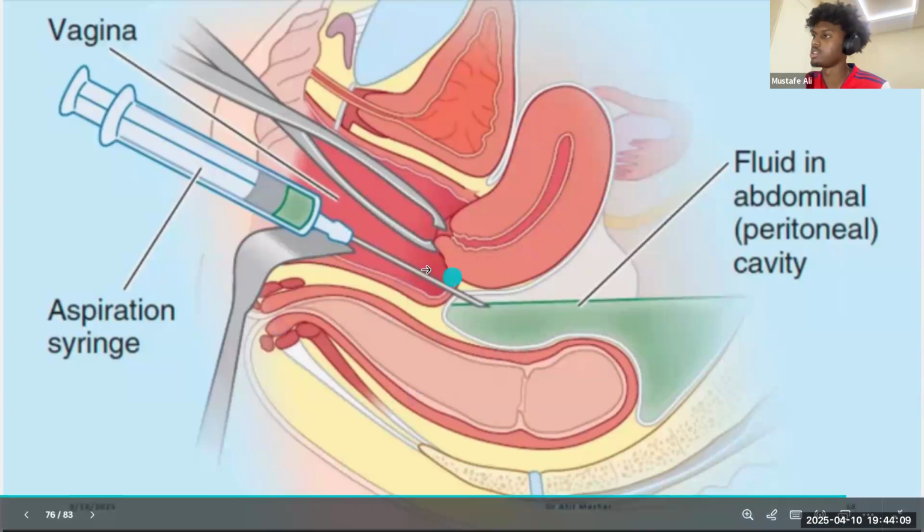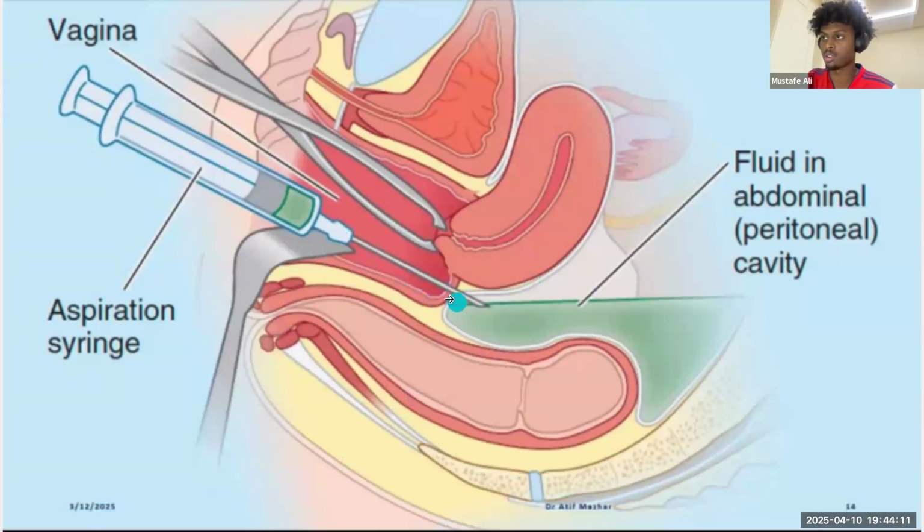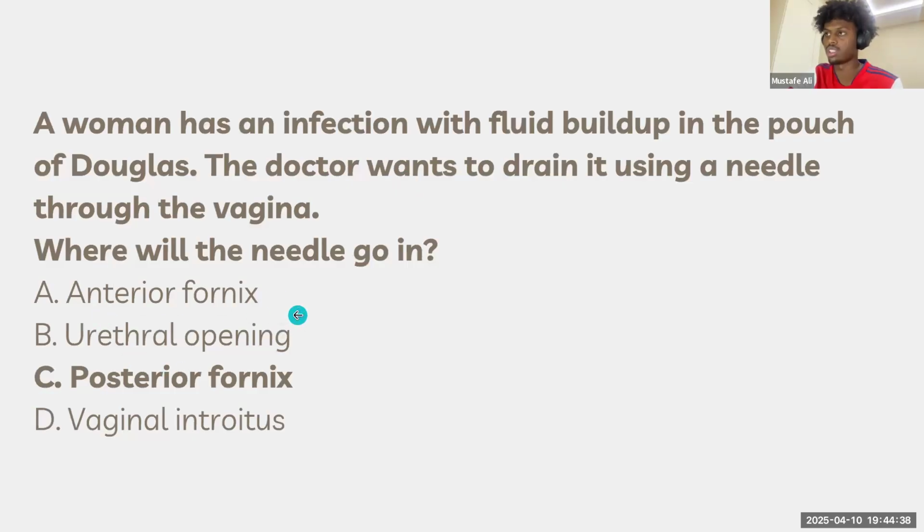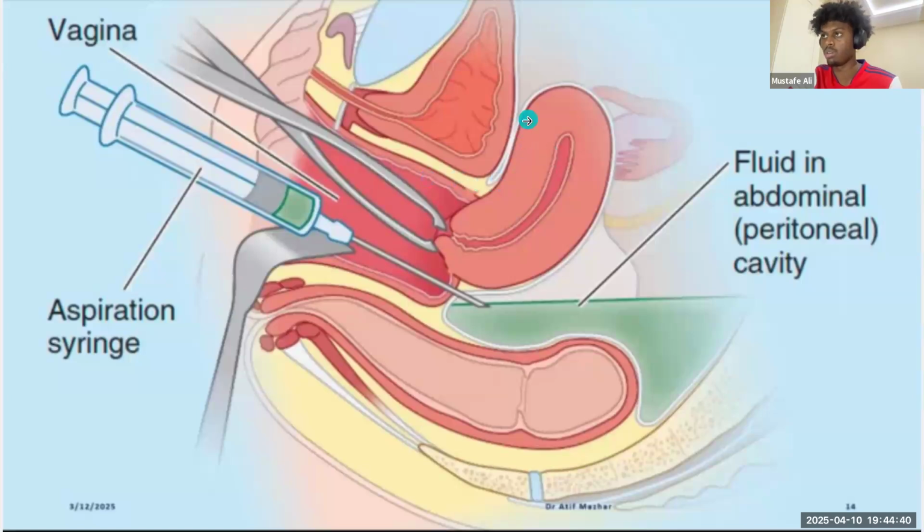This image is from his slides. This is the posterior fornix and this is the anterior fornix. The posterior fornix is used to access the pouch of Douglas or the peritoneal cavity. When there is fluid accumulation, either due to inflammation or an infection, or just fluid building up for some reason, this cavity is usually reached by injecting a syringe into the posterior fornix. The other answers being the anterior fornix, it's not in direct contact, as you could see here, with the peritoneal cavity and could lead to damaging the uterus.